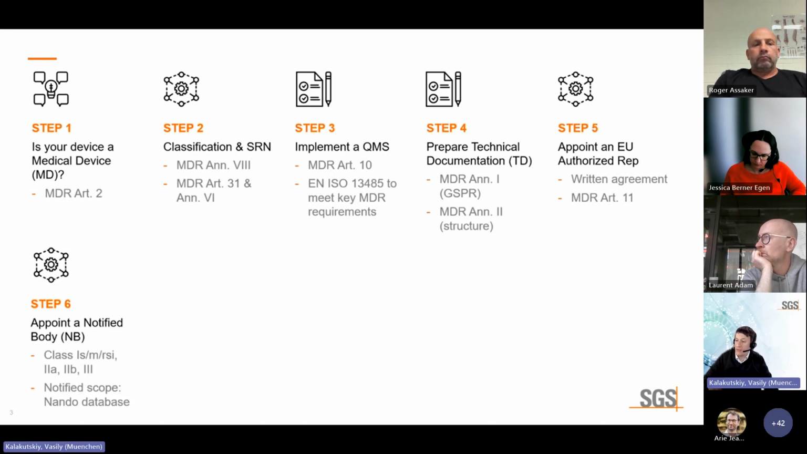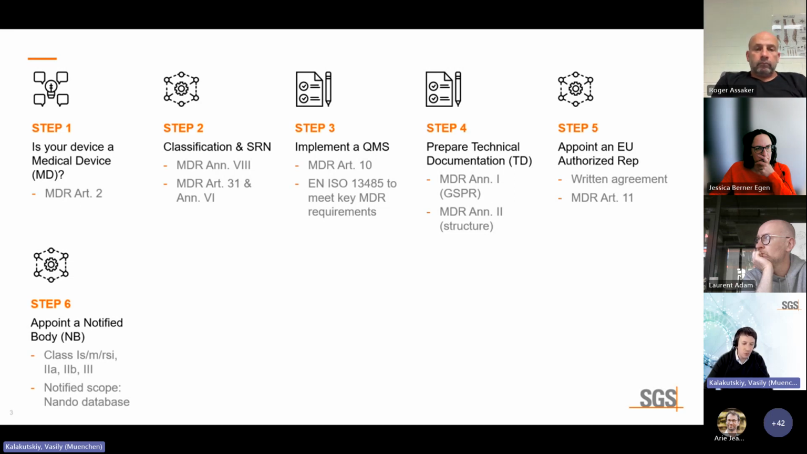Then step number 6, after you have walked halfway, you have to do the second half. Step number 6 is finding and appointing a notified body. A notified body is important and mandatory for manufacturers who would like to put products of higher classes on the market, so to speak, from class 1S, M and R and higher to A, to B, and class 3. For these products, the involvement of the notified body is mandatory.